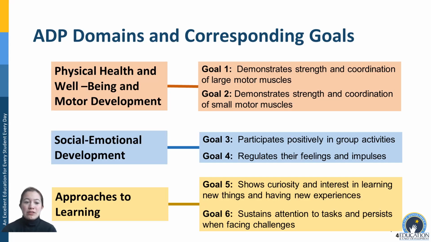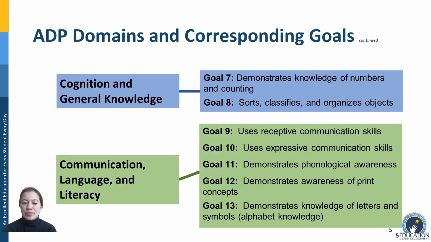The first domain is physical health, well-being, and motor development. The second domain is social and emotional development, and the third being approaches to learning. The fourth domain being cognition and general knowledge, and the fifth domain being communication, language, and literacy.